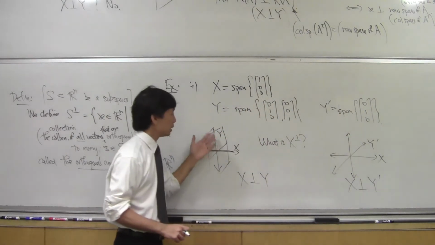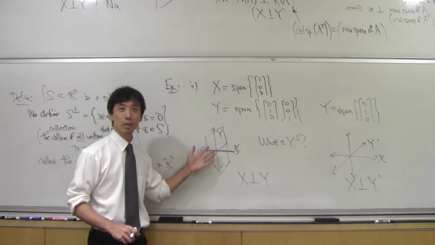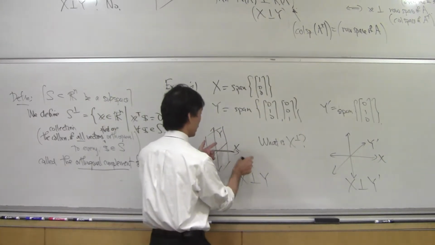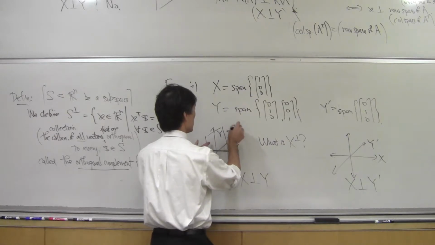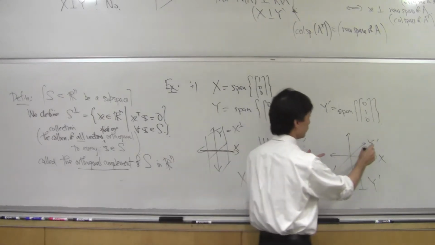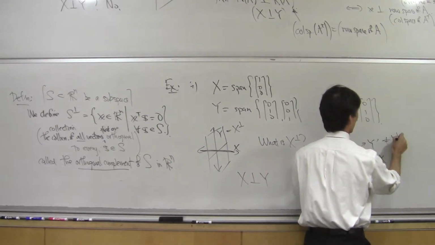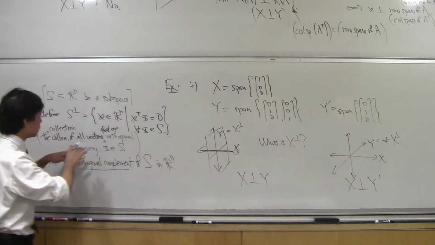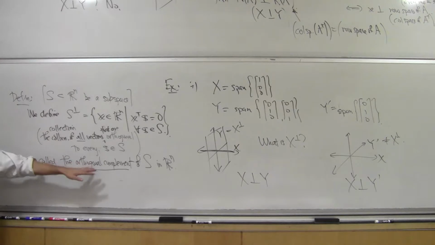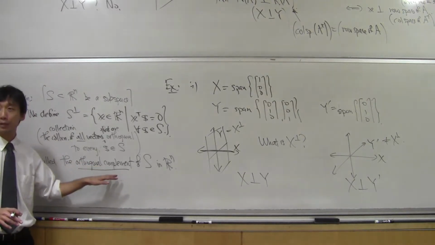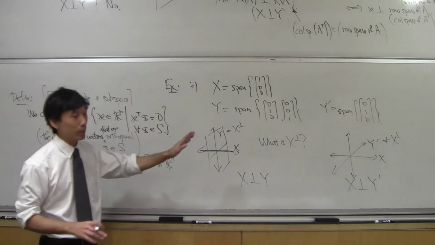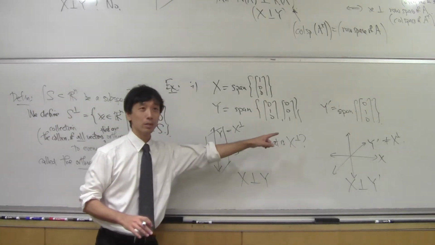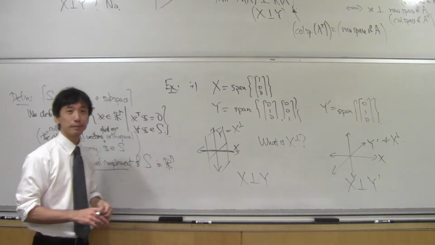In fact, this y is x perp. This y actually is x perp. This y prime is not x perp, right? X perp has to be the collection of everybody. It's all vectors that are perpendicular to X, to everybody in X. Okay, so we missed out on some of them in this y prime.